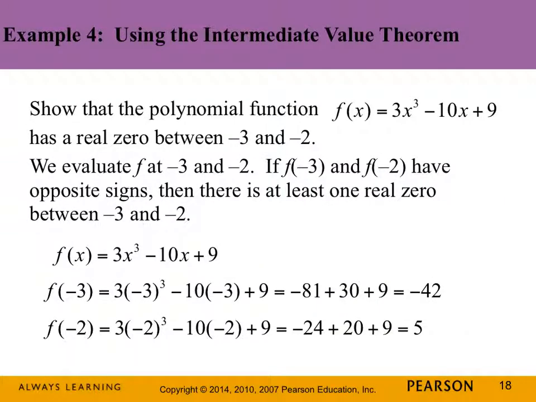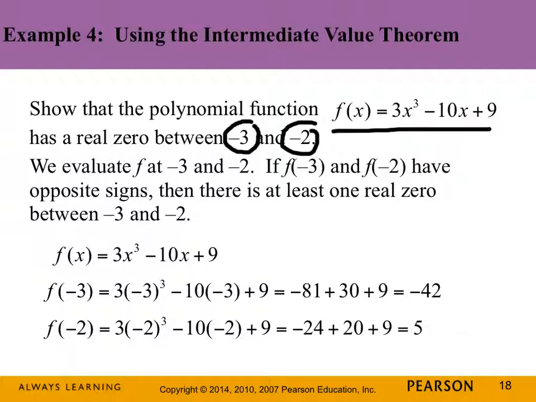Okay, so example 4, we're going to use this intermediate value theorem. Here's our polynomial function, f of x equals 3x cubed minus 10x plus 9. And we need to show that there's a real 0 somewhere between -3 and -2. Now, they're not asking us to find the 0. We're just having to say that there is a 0.